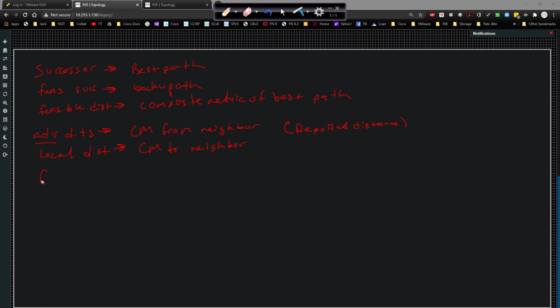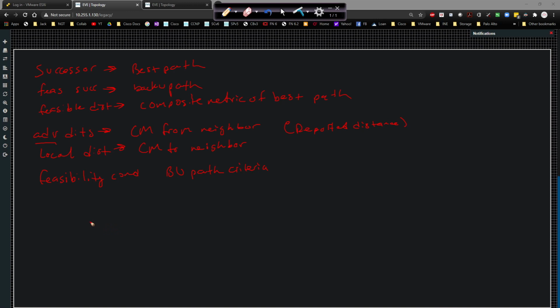The feasibility condition comes into play, and the feasibility condition is basically a criteria for a valid backup path. So, backup path criteria. Now, when you come into a situation like this where you potentially have more than one way to get from point A to point B, and you are trying to figure out which way is the best, you have to have some way of doing that. That's what the feasibility condition is.